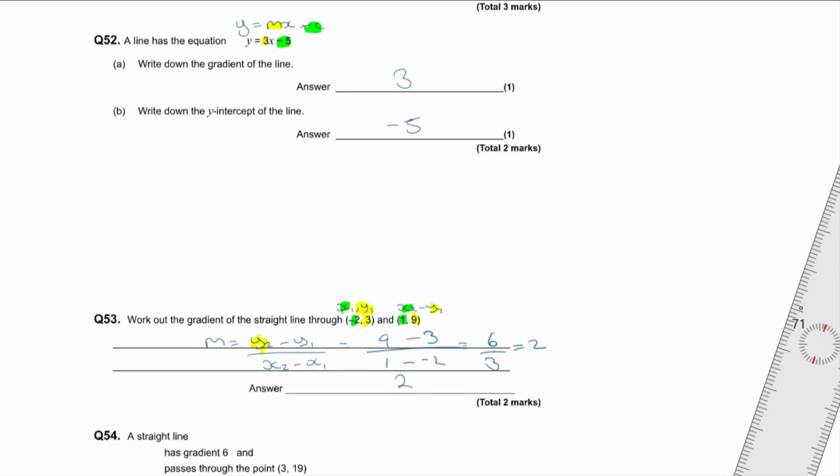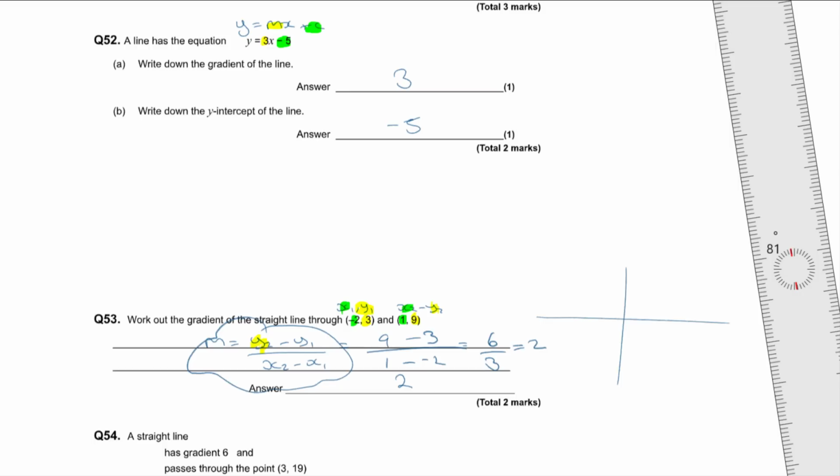Now, if you don't get on with a formula like this, the alternative way to do it would be to quickly sketch a pair of axes like this and plot the points on roughly. Minus 2, 3 would be 2 to the left and 3 down. It would be minus 2, 3 down there. And 1, 9 would be 1 to the right and 9 up, wouldn't it? It'd be up here. 1, 9. So if you want to work out the gradient of that line, then you just kind of triangulate between them.